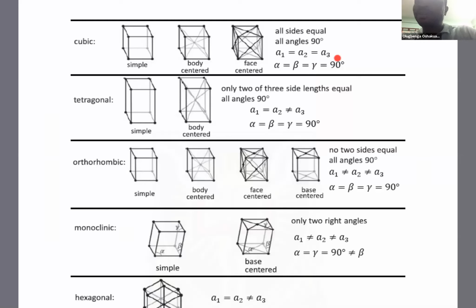In tetragonal, we have, tetragonal is just like a cuboid, but in this case, we have two faces that look like squares, and we have some other faces that appear as rectangles. So two sides are equal, and the third is not equal to the first two. So two sides must be equal, then the third will not be equal to the first two, and all the angles are 90 degrees.